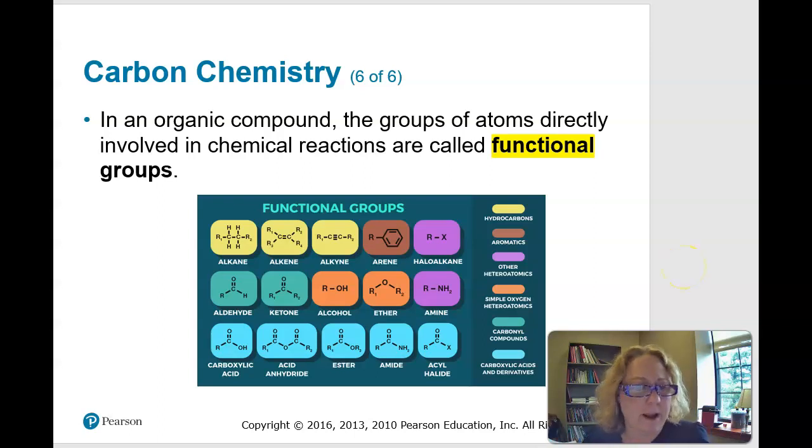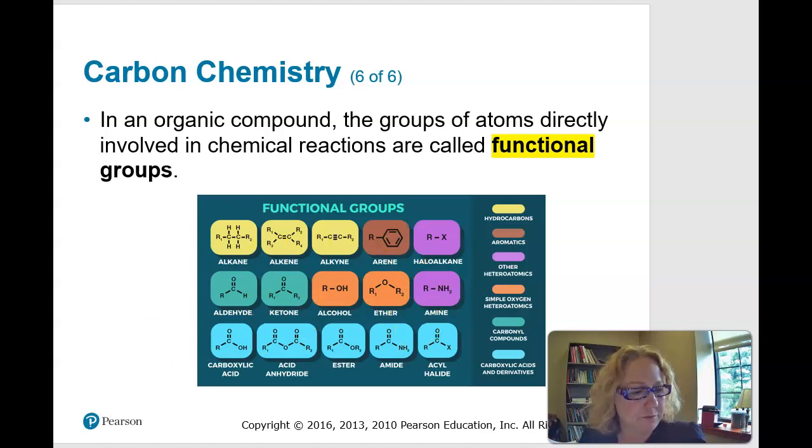Let's talk about functional groups. Basically, in organic compounds, you're going to have functional groups. These are things that sort of hang off the carbon. So additional accessories, if you will, chemical accessories, if you want to think of them like that. And the functional groups really determine what kind of interactions those molecules are going to have.